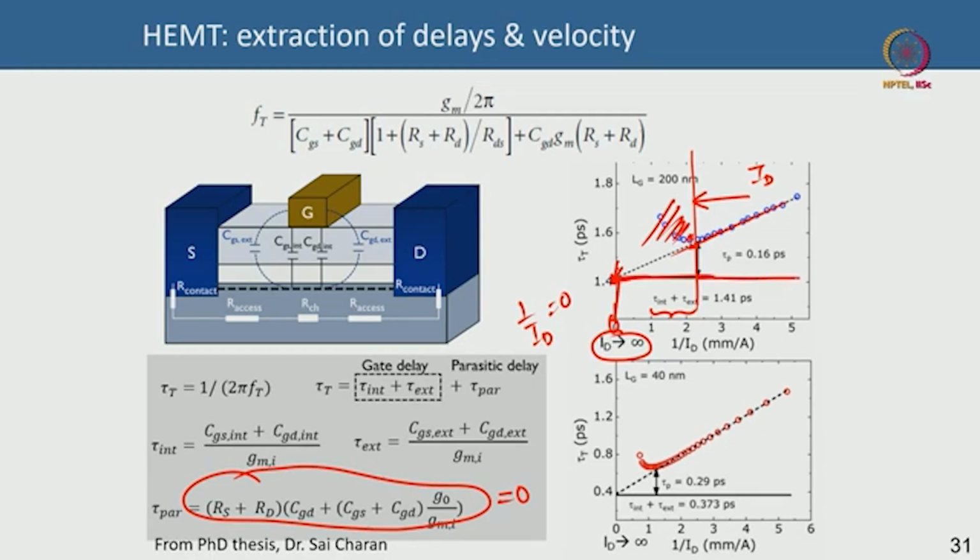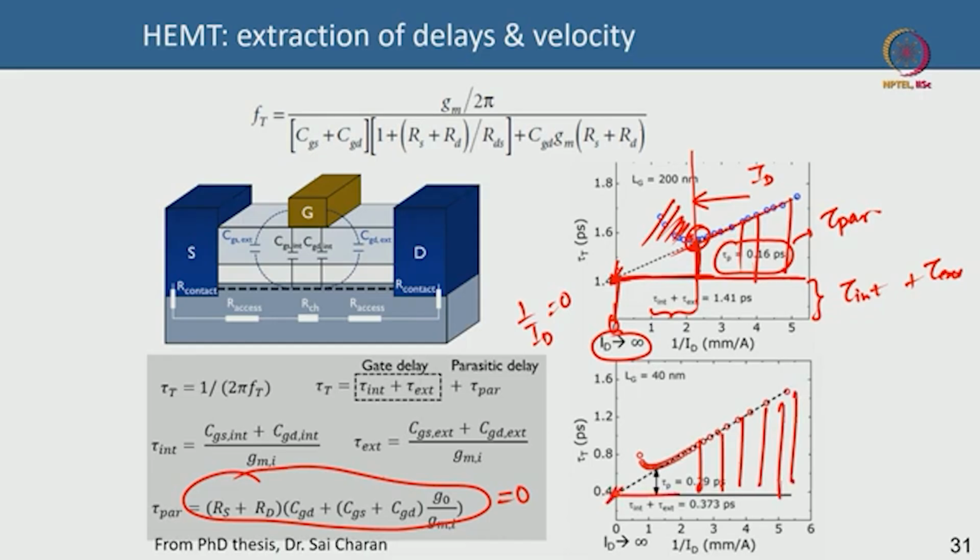At any drain current, you have a total delay of intrinsic plus extrinsic delay. This is your zero point, and from this minimum point to this point, you can see this is 160 femtoseconds or 0.16 picosecond, that is your parasitic delay. This delay is a combination of parasitic plus extrinsic plus intrinsic delay, but this is the minimum extrinsic plus intrinsic delay you can get. So all of these are parasitic delay. At the minimum point, this is your true parasitic delay corresponding to the highest max GM.